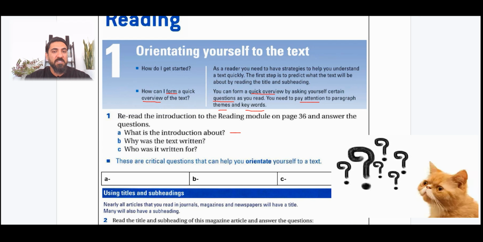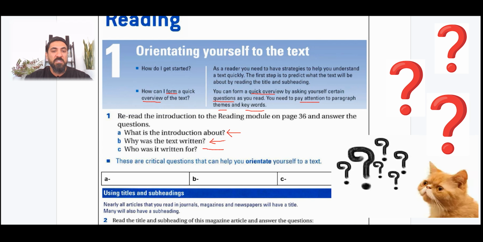For example, what is the introduction about? Why was this text written? Was it written to give me information? Was it written to give me some details? And who was it written for? Is it written for doctors, for teachers, for students, for businessmen?